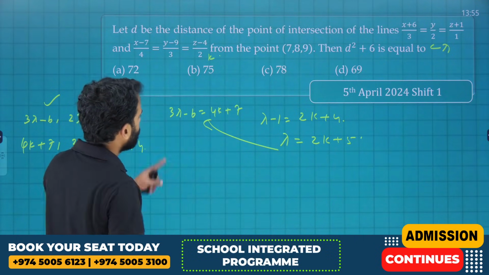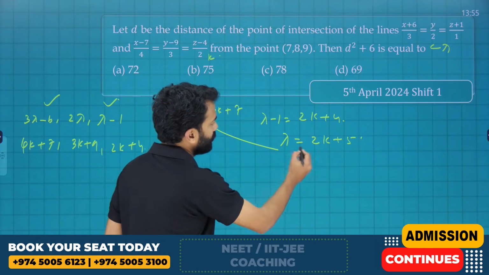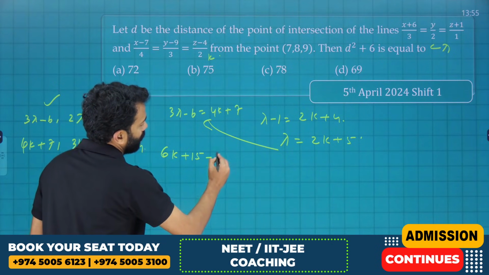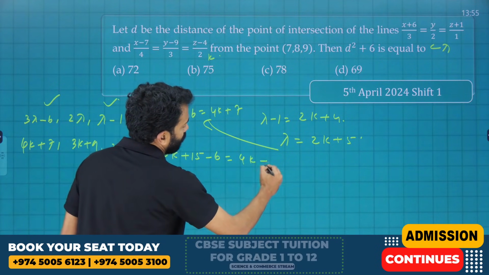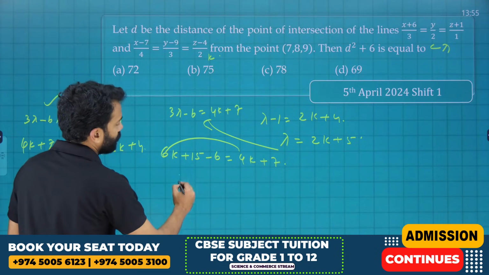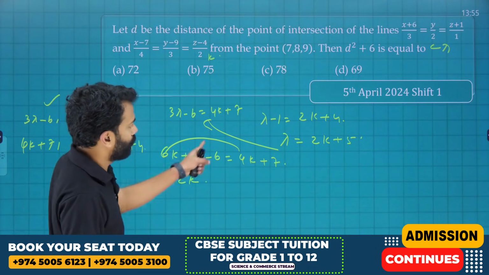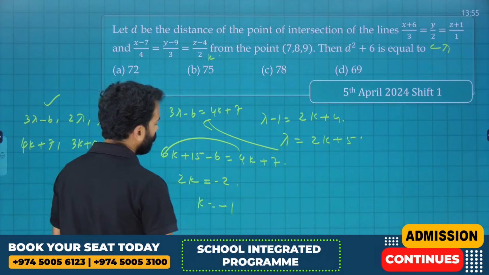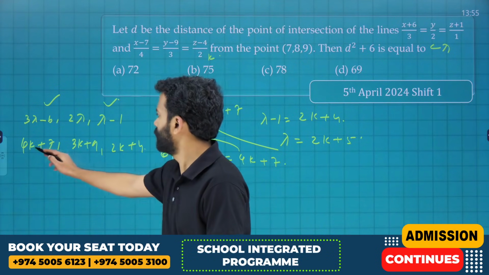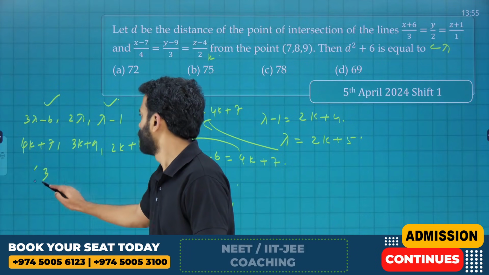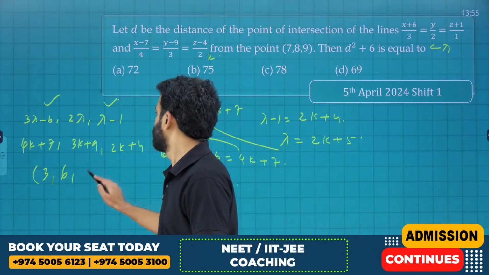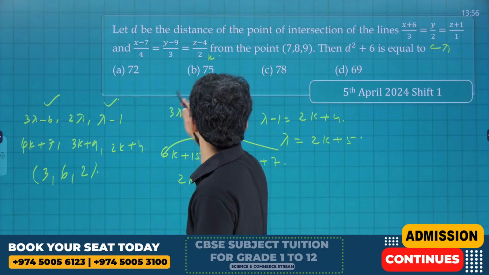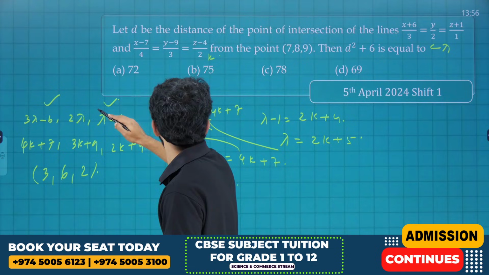Substitute that here. Therefore, what is 3 lambda? 3 lambda is 6k plus 15. That is 6k plus 15 minus 6 is equal to 4k plus 7. Therefore, this becomes 2k is equal to minus 2, and k is equal to what? Minus 1. Substitute here, we'll get the value. That is minus 4 plus 7, that is 3, 6, 2. This is the point of intersection.